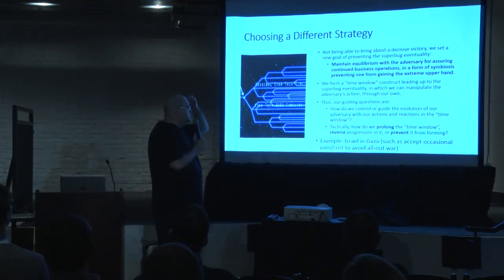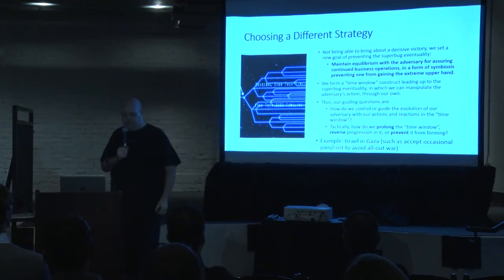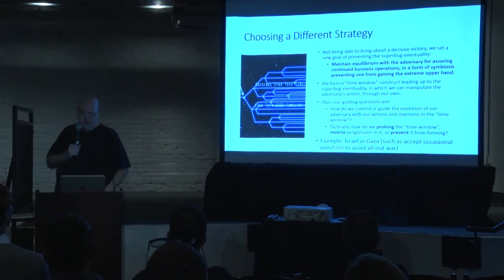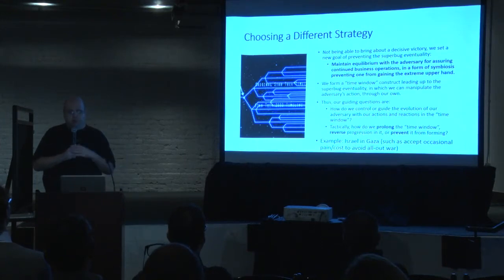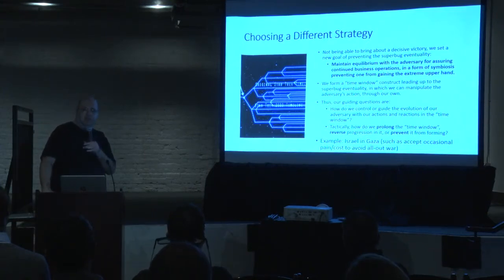So we ask a few questions. How do we control or guide the evolution of the adversary with our own actions? How do we do something with this time window? And tactically, how do we actually prolong, reverse the progression, or prevent it from even forming? It's like the 5 Ds, only 3 here for this time window.